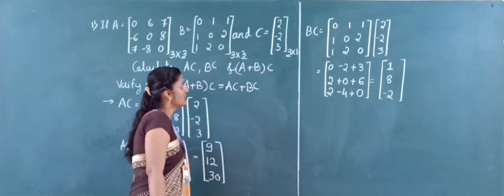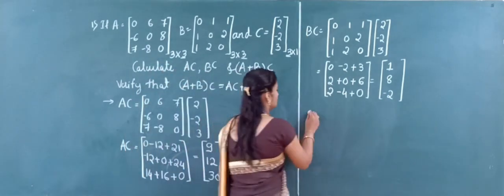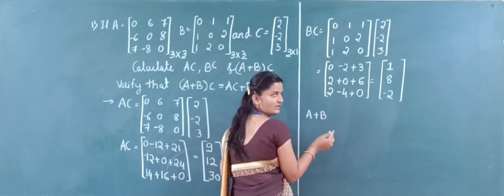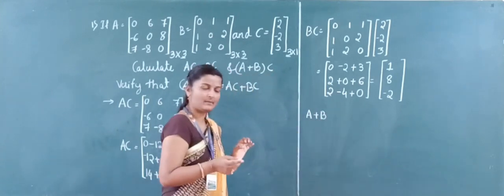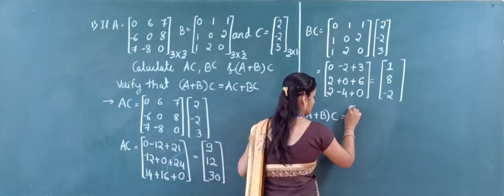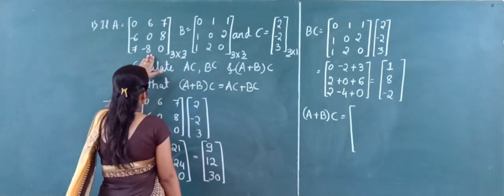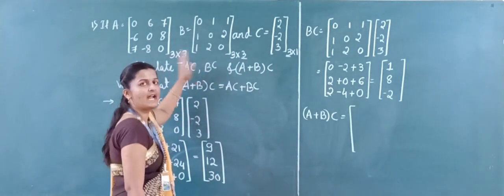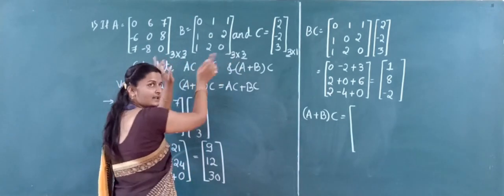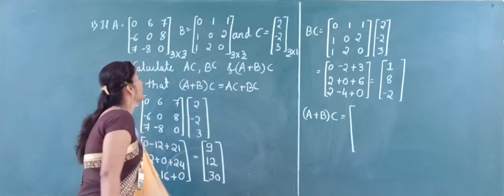Next we have to find A plus B into C. A plus B: you have to add the A and B matrices, then multiply by the C matrix. So first I have to write A plus B. This is our matrix A, this is our matrix B. We have to add this. How to add two matrices? If the order is the same, as it already is, you have to add the corresponding elements. So directly I will add and write A plus B.